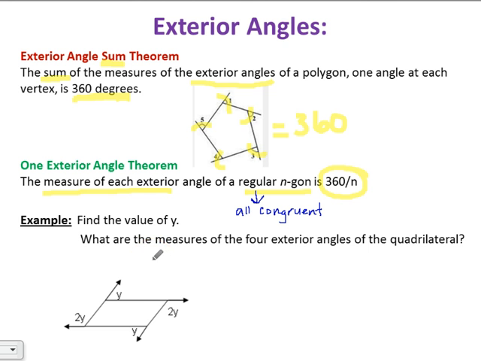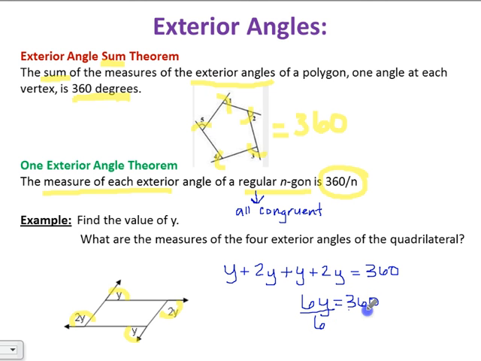So let's take a look at our example here. Now that we've reviewed the exterior angle theorem, how can we find the measure of y? Well, we just reviewed that if we add all of our exterior angles together, we should get a total of 360 degrees. So let's set up an equation to show that. y plus 2y plus y plus 2y, if we add all those up, we should get a total of 360 degrees. So now we've got an algebraic equation where we're just going to solve for y. We're going to combine all of our like terms. We've got 1y plus 2y, that's 3 y's, and we've got 3 more y's over here, so that's a total of 6y equals 360. Divide each side by 6.